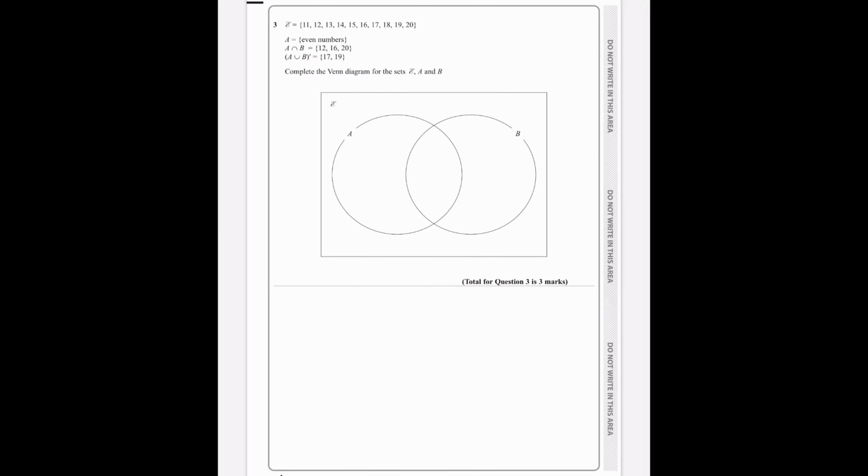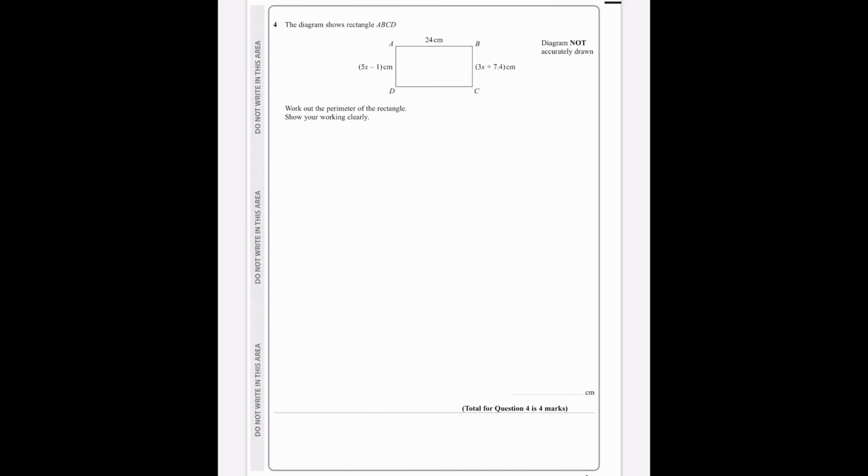For question 3, the Venn diagram, well, the intersection is 12, 16 and 20, so I can write those in. I can fill in the remaining even numbers and work out the rest. It's a fairly straightforward question with a little bit of logic applied. Like so.